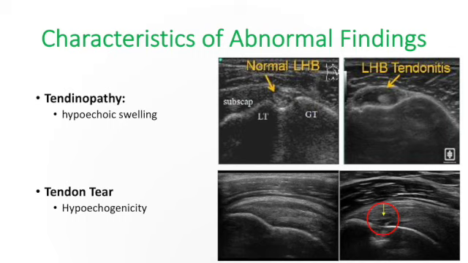Okay, so what we see on the left-hand side is a normal tendon versus an abnormal tendon. You can see how that tendon lacks continuity. There's a line of brightness or a line of hypoechogenicity, and then we see a big dark spot in the middle. That dark spot is going to be the tear.